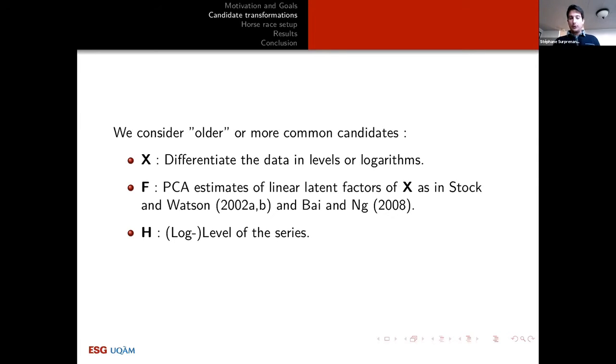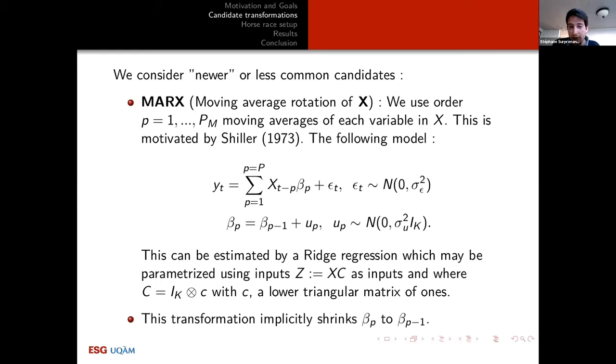So we consider older or more common candidates. There's the obvious case of, well, I've got data that might not be, or in some cases clearly isn't, covariance stationary. So you take differences in levels or logarithms of growth rates and these kinds of things. That's going to be what we call X. Another very common thing to do is, once you've got a panel that you believe is covariance stationary, you're going to use principal components to extract the linear latent factors from the data set. That's been very popular since the work of Stock and Watson, Bai and Ng. Another possibility that's often used, more so in the structural literature, is that you could use the series directly in log levels or levels, depending on which series. So we do that. And we also consider less common candidates.